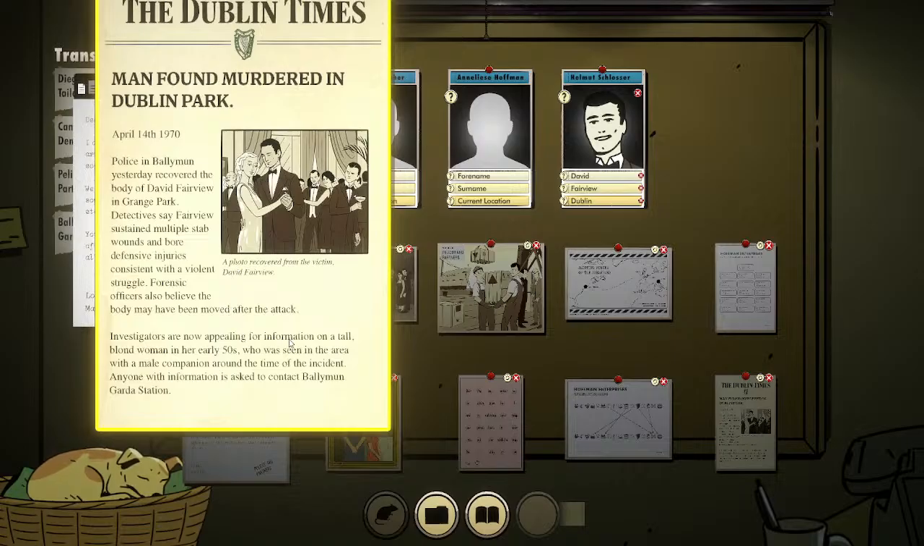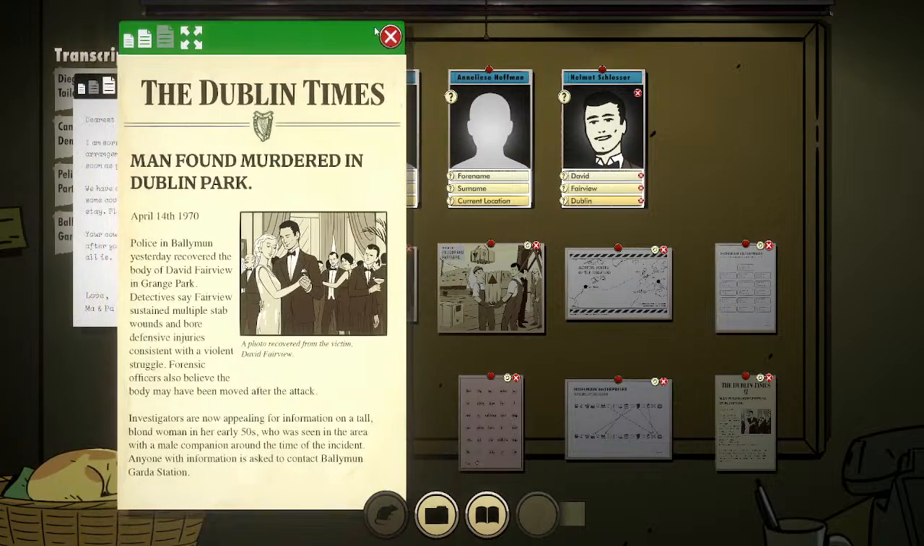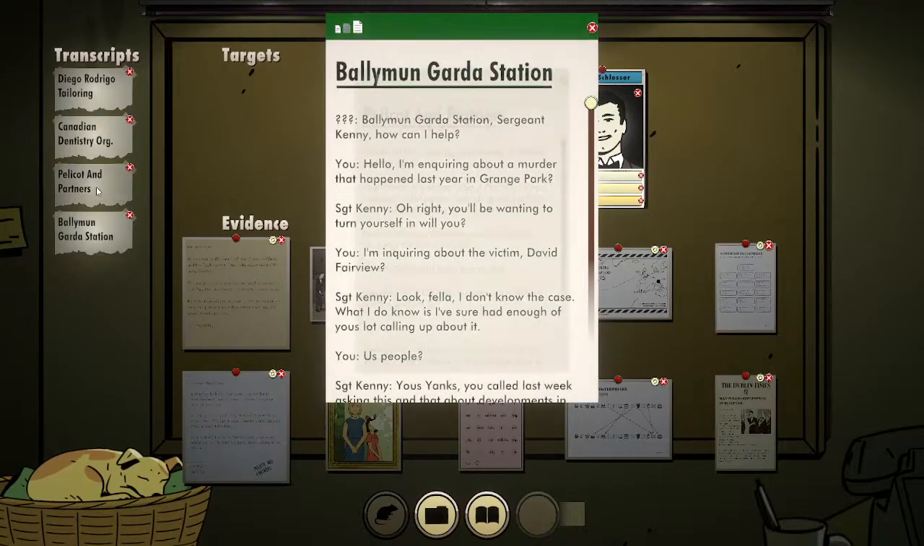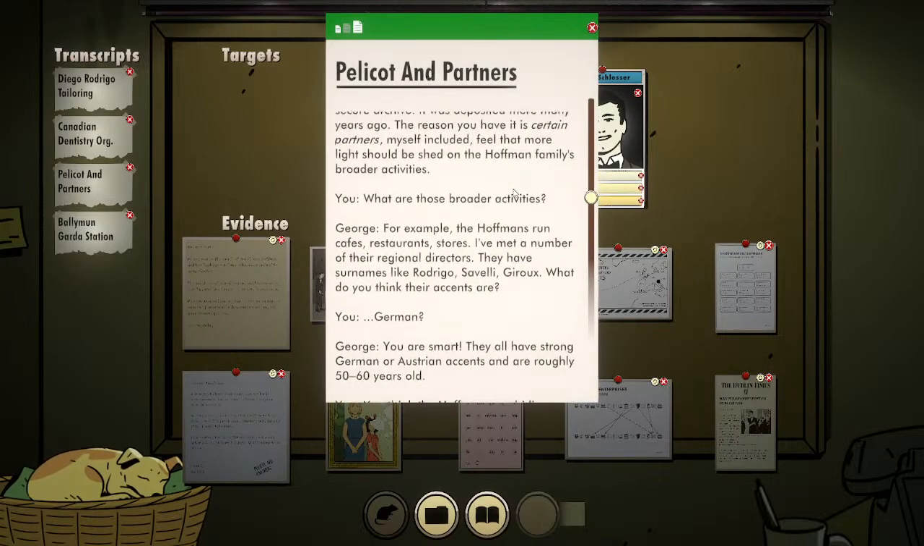Body may have been moved after the attack. I don't know what I'm supposed to do with that. Tall blonde woman with a male companion. So was she in on it? Was she running away with this guy, and he was all angry? Because that was what we got from this, right?